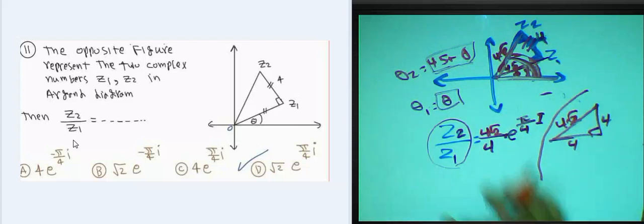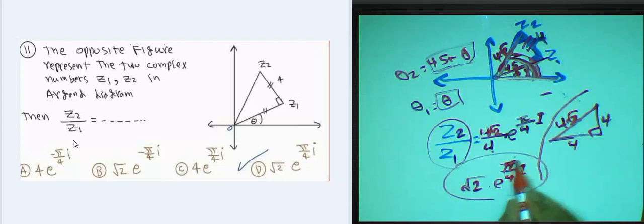We can find the difference between them: 45 plus theta minus theta is 45. 45 means pi over 4. Then we can simplify it. It will be root 2 multiplied by e to the power of pi over 4 i. Okay, the result is root 2 times e to the power of pi over 4 i. Choose letter C.